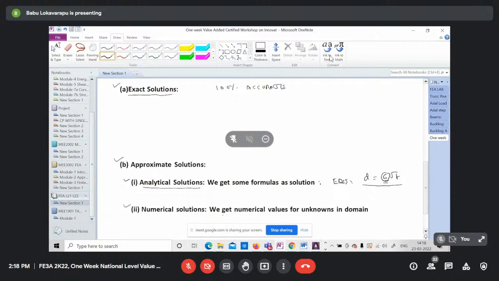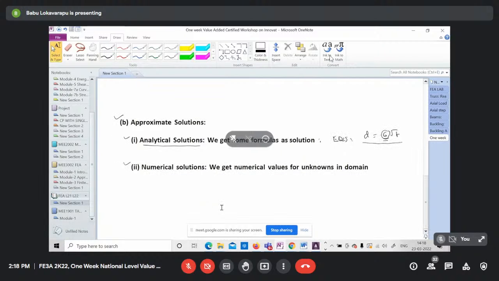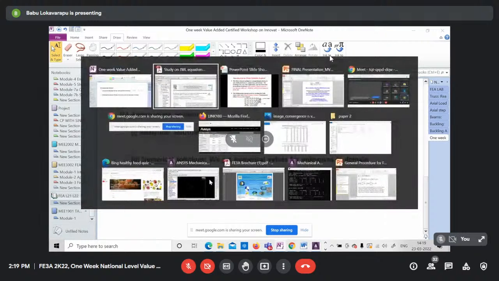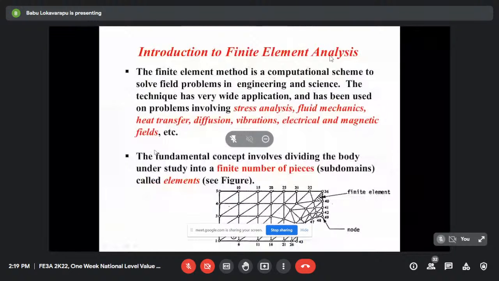In numerical solutions, we are going to get numerical values for unknowns in the domain. Always it gives some numbers. The finite element analysis, or finite element method, is basically a numerical solution. FEA is highly mathematically intensive. Okay. So a lot of equations are involved. We are going to solve equations by using the finite element analysis. Okay, so in that you have a systematic approach.